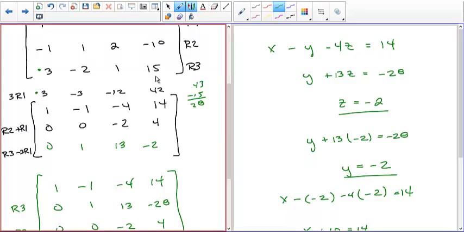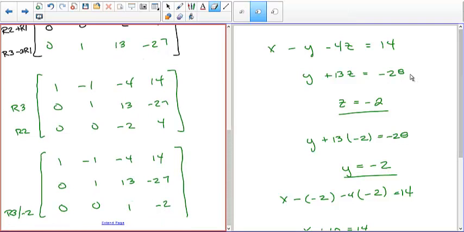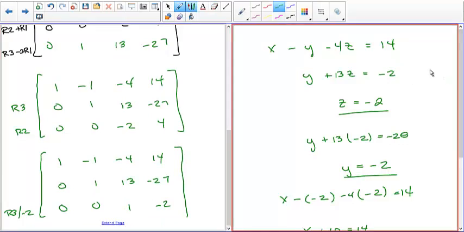15 minus 42 is negative 27. So that comes down to here. So this becomes negative 27. This becomes negative 27. Negative 27. And then we come over here. So this is 27. This is 27. So this one is, you got negative 27, here's negative 26, so negative 27 plus 26 is negative 1.